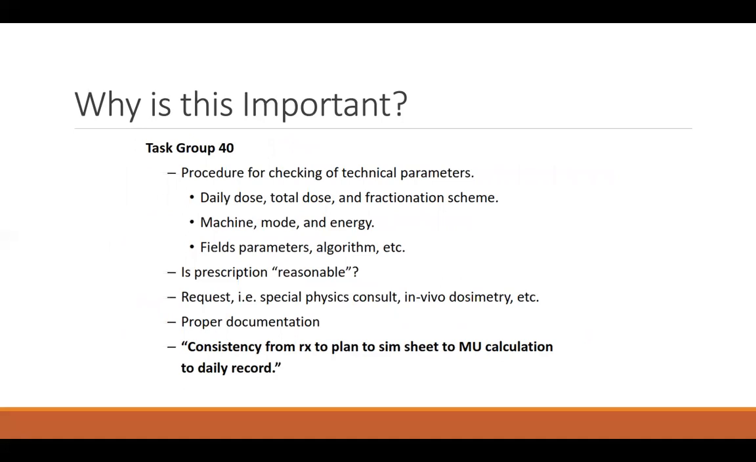According to Task Group 40, procedures for checking of technical parameters like daily dose, total dose, fractionation scheme, machine, mode, energy, field parameters, algorithm, etc. Have to check the prescriptions. If necessary, then a special physics consultation is required. Proper documentation should have consistency from prescription to plan to CT simulation sheet to monitor unit calculation to daily record.